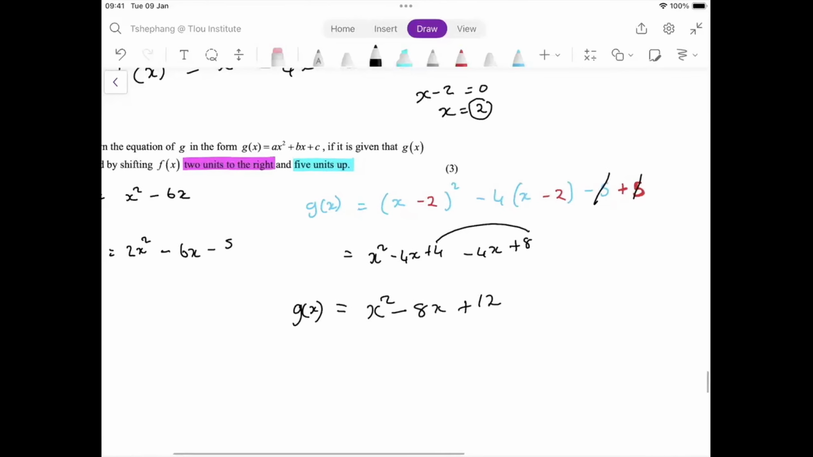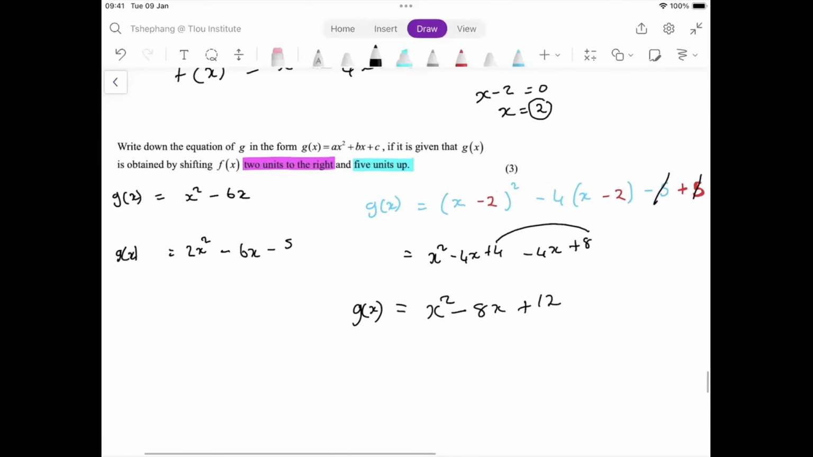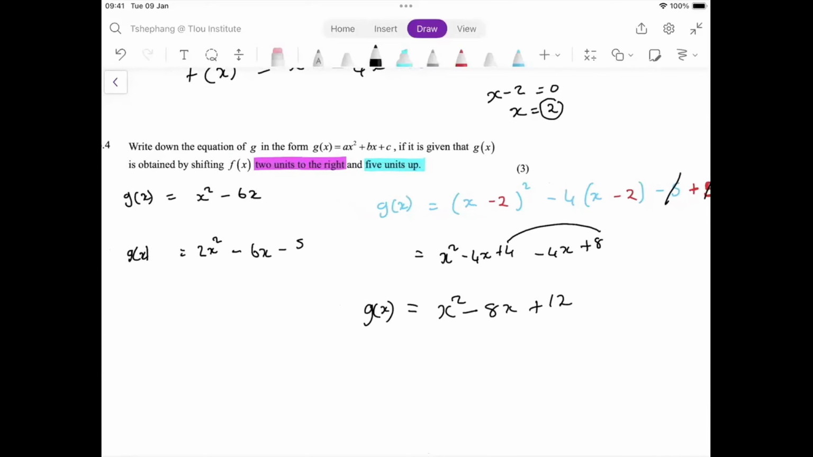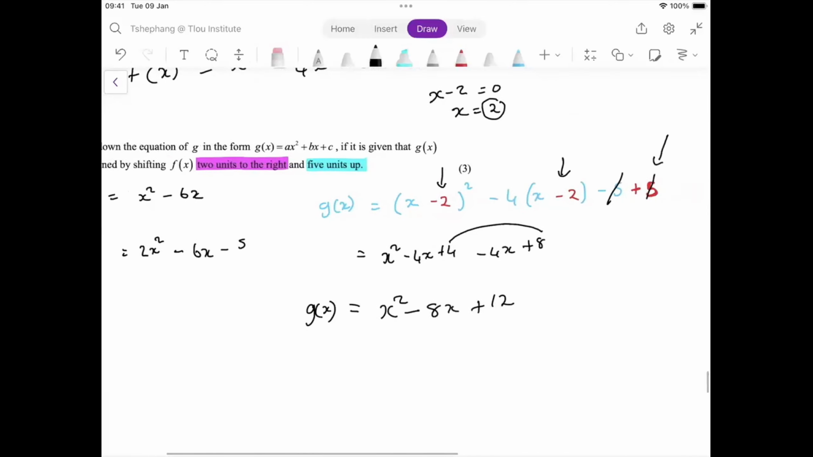I'm going to quickly run you guys through this question again. We're trying to find g of x, but we know that g of x is obtained by shifting f of x 2 units to the right. Whenever we shift to the right, we subtract. When we shift to the left, we add. Because they say 2 units to the right, we subtract 2 from x. Furthermore, they said 5 units up. That's why I added a 5.